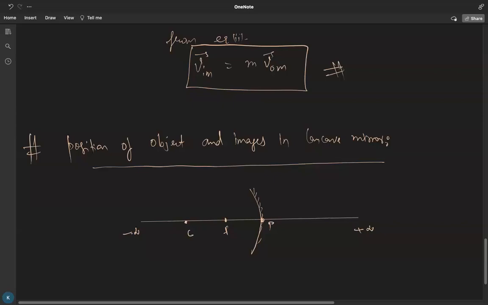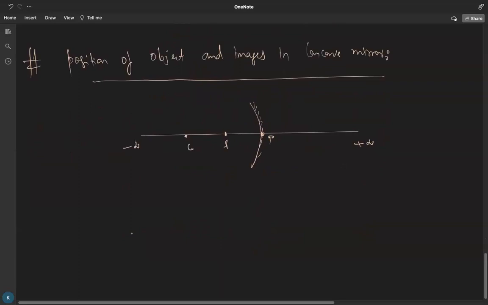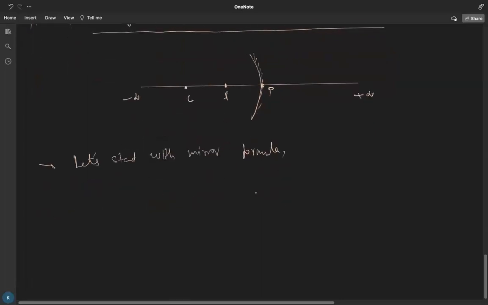Now, let's move to the mirror formula. In this topic we will learn where the image is formed when the object is placed at different positions. These are the things that we are going to learn in this topic. So let's start with the mirror formula: 1 by u plus 1 by v is equal to 1 by f. This is the mirror formula.